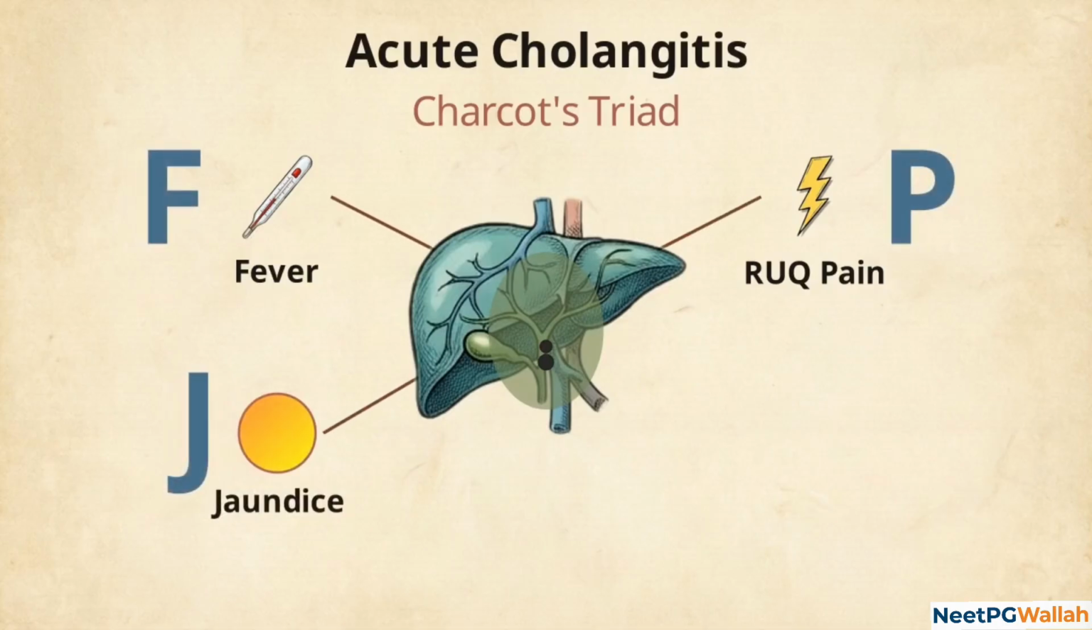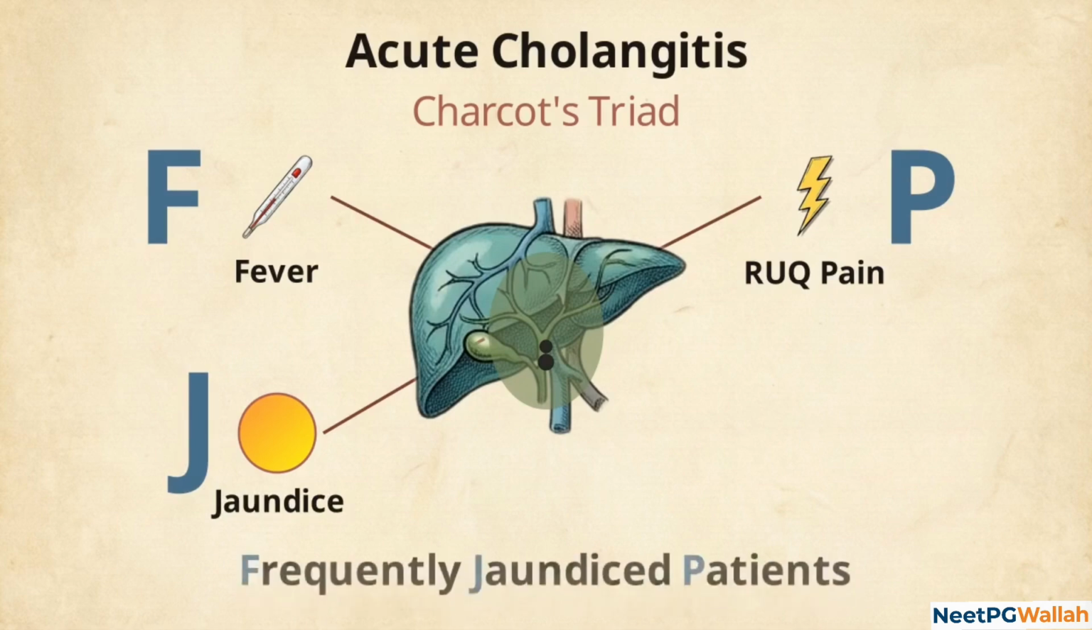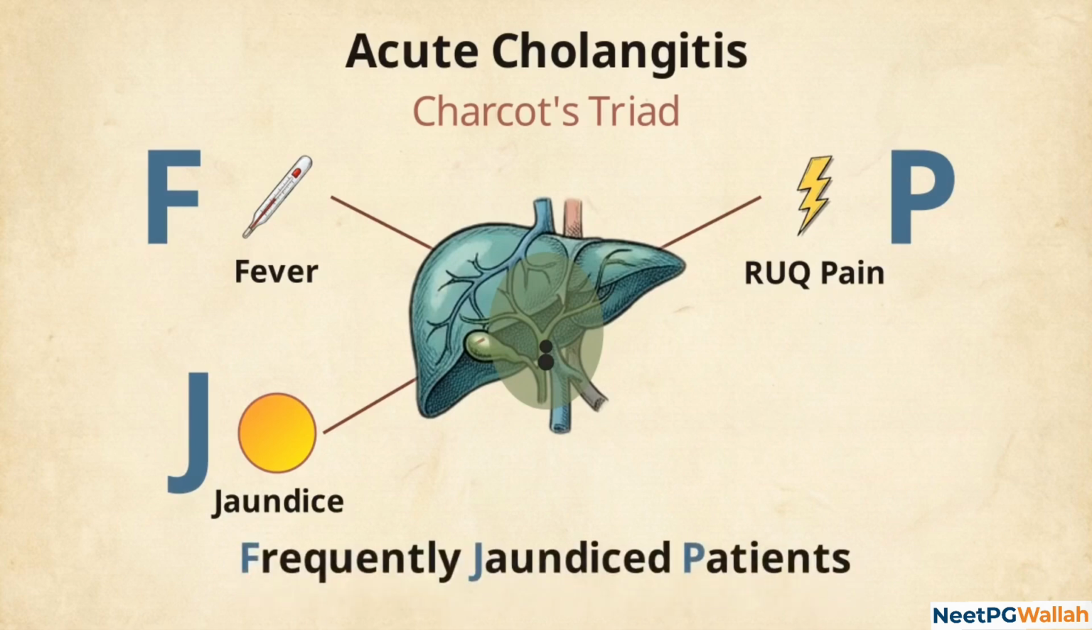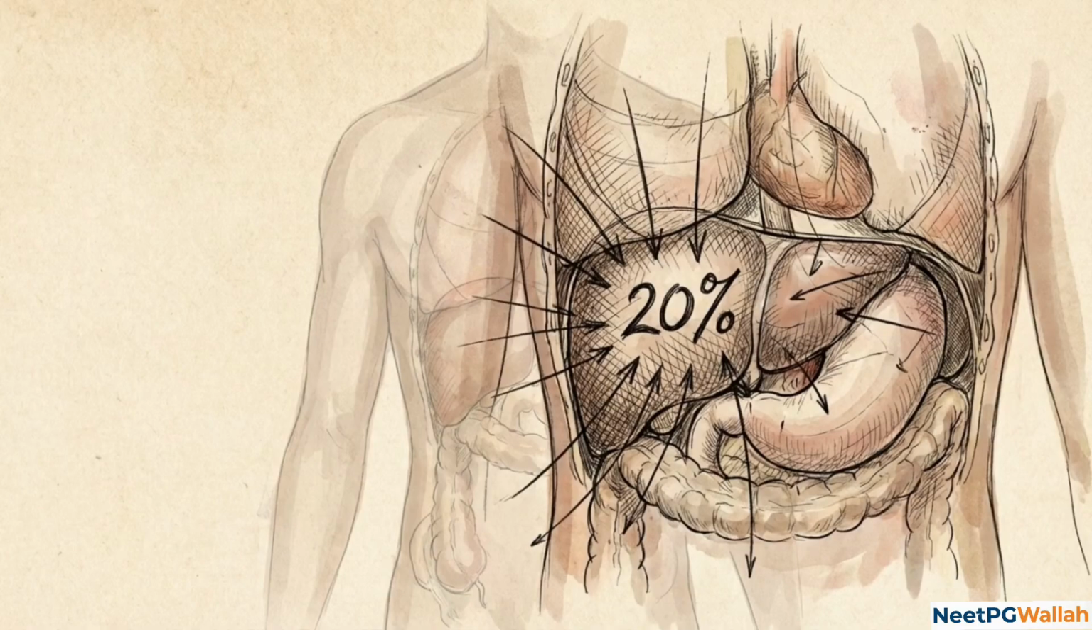To lock this in anatomically, use the mnemonic FJP, representing fever, jaundice, and pain. Think of these as your frequently jaundiced patients. Only 20% of acute cholangitis patients present with the full triad. Relying solely on these symptoms to rule out infection leads to misdiagnoses in the vast majority of cases.